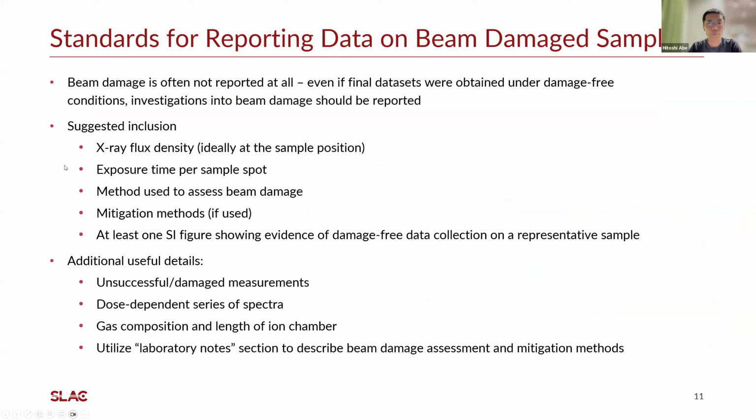Yeah, this one. So these are our suggestions for what should be included. We wanted to try and establish a minimum inclusion that is accessible and conveys as much information as possible. Of course, we should always strive for including as many details as is needed to reproduce the data. But we think that the suggested inclusion here is a good minimal inclusion that can convey the effects of damage on the sample and how it was assessed during the measurement.